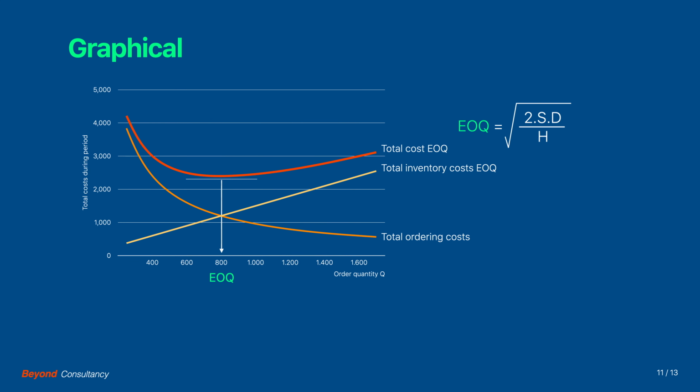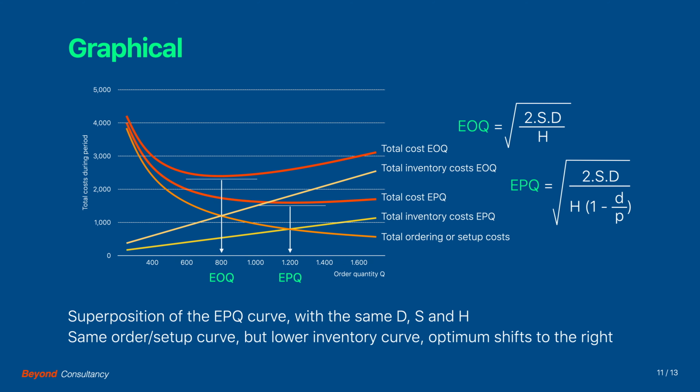A first analysis is graphical. We start from the economic order quantity graph. The total cost function is shown by the red curve. It is the sum of the yellow line, which stands for the total inventory costs, and the orange line, which stands for the total ordering costs. Assuming the same values for D, S, and H, we can superimpose the economic production quantity curve. The EPQ and the EOQ have the same ordering or setup curve. The EPQ has a lower inventory curve, and thus the optimal lot size in the EPQ is larger than the EOQ.